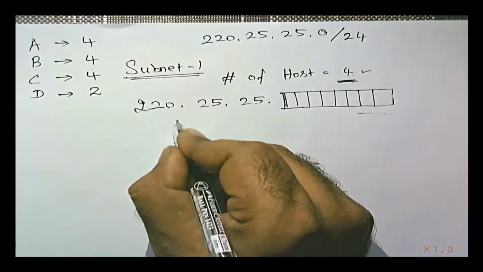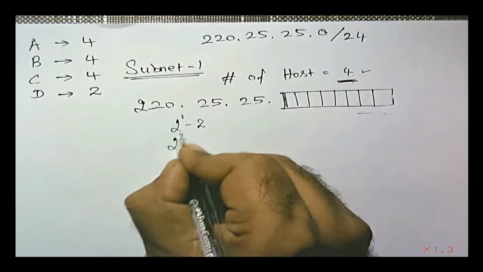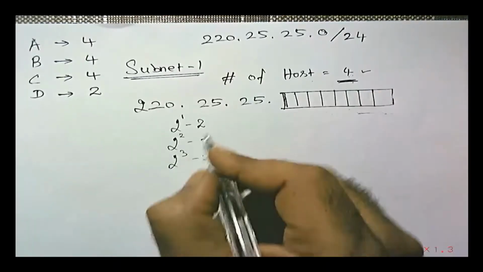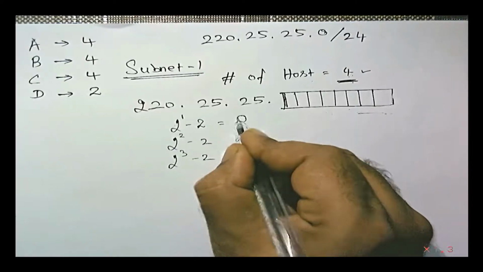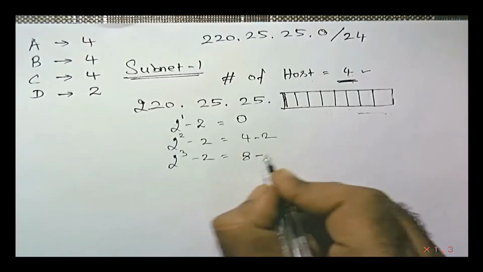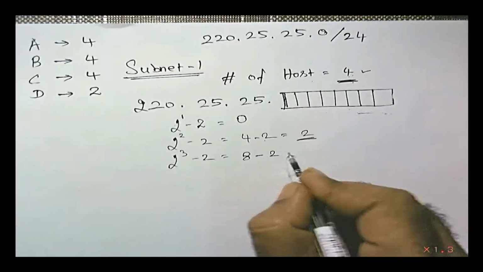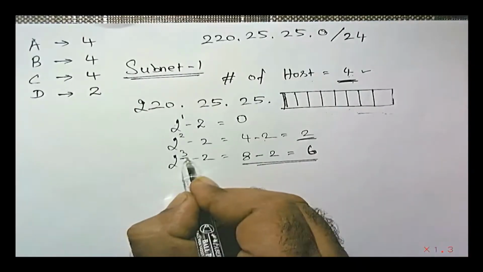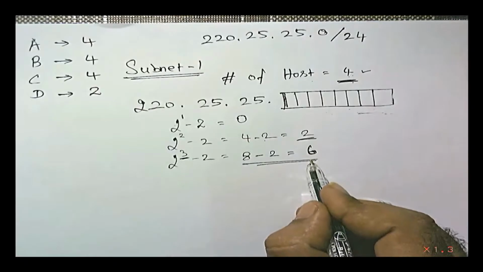Now 2 to the power of 1 minus 2. This is the formula I am going to apply. Then 2 to the power of 2 minus 2, 2 to the power of 3 minus 2. This is enough because we need only 4. So 2 to the power of 1 is 2 minus 2 is 0. 2 to the power of 2 is 4 minus 2, it is 2, so only 2 hosts. And 2 to the power of 3 is 8 minus 2, so it is going to be 6. What we understand is, if you have 3 bits in the host part, you can connect 6 hosts.